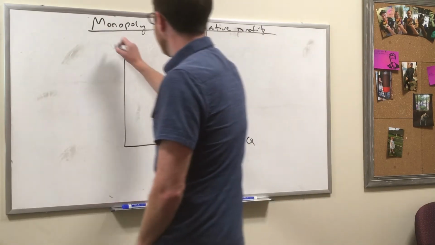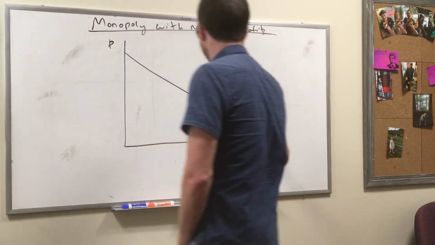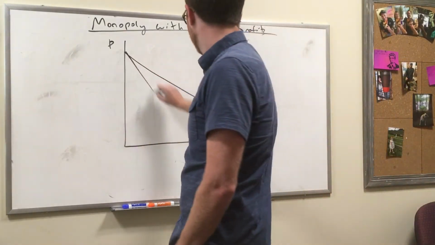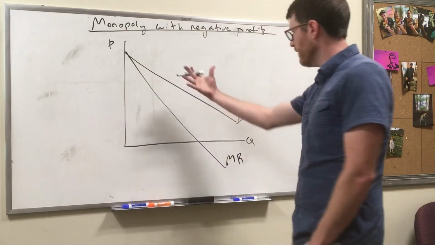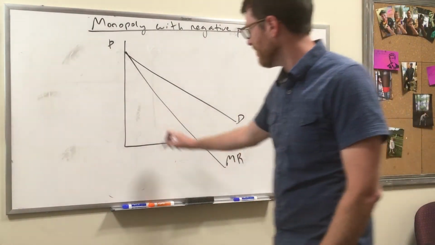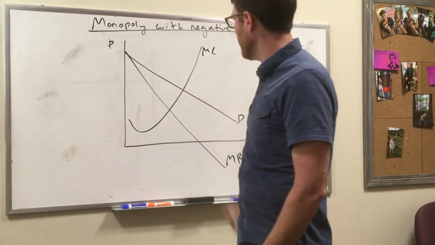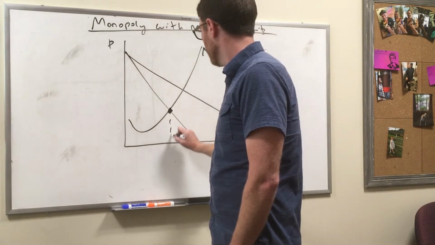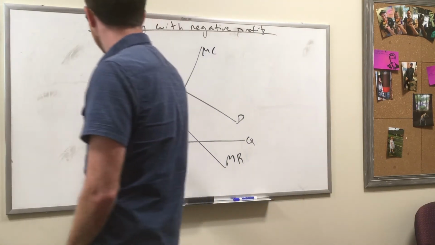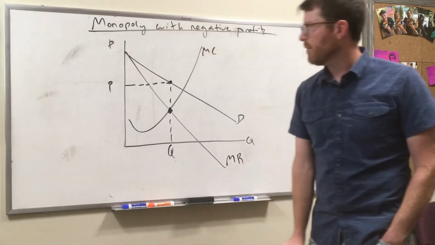So there's lots of reasons why a monopoly might not be profitable. And you can probably guess what this is going to look like. Demand looks the same as in the past. Marginal revenue, twice as steep, if you can draw it roughly appropriately there. Marginal cost looks like that. And we can find our quantity and thus our price. So everything about this is the same so far.